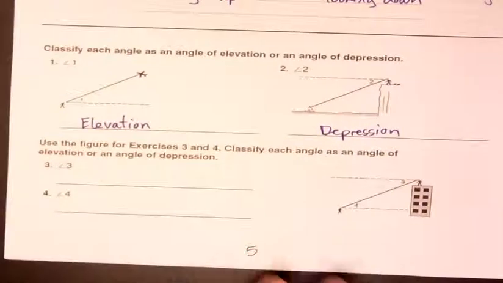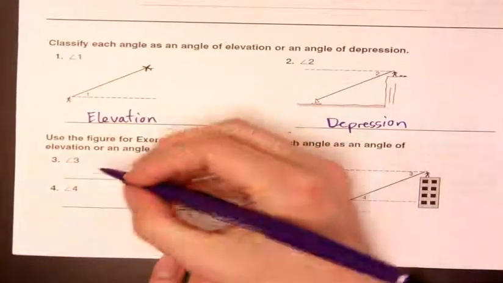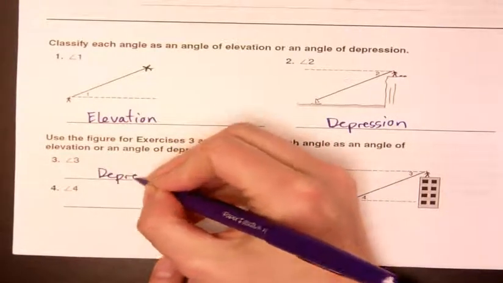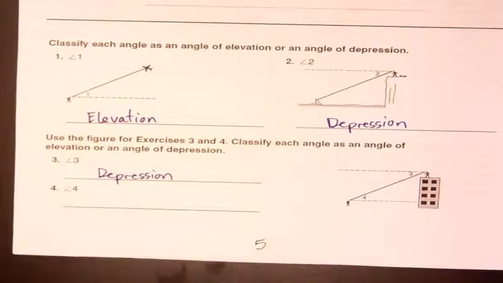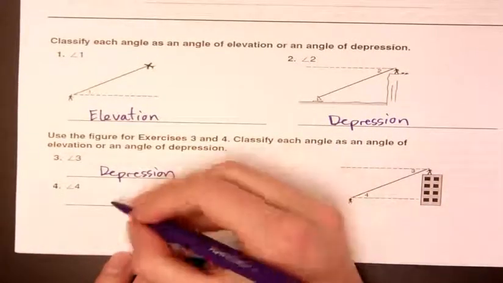Seat number 28, what did you get for number 3? Depression. And seat number 27, what's number 4? Elevation.